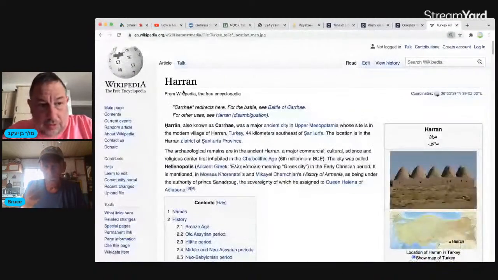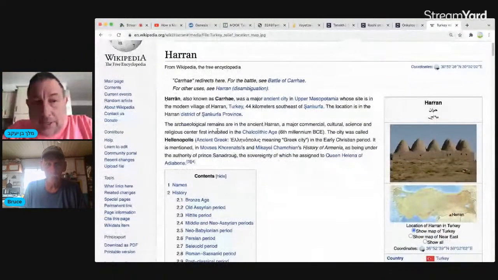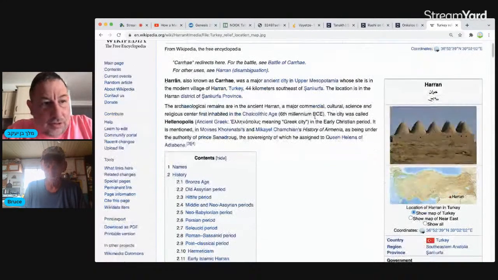And we could even read this a little bit. So Haran was a major ancient city in Upper Mesopotamia whose site is in the modern village of Haran, Turkey, 44 kilometers southeast of whatever. The location is in the Haran district of the Sanliurfa. I don't think I'm pronouncing that right because that's Turkish lettering.